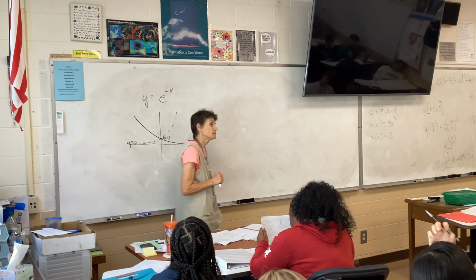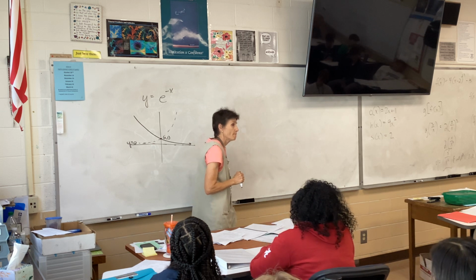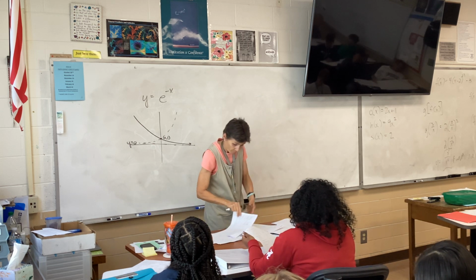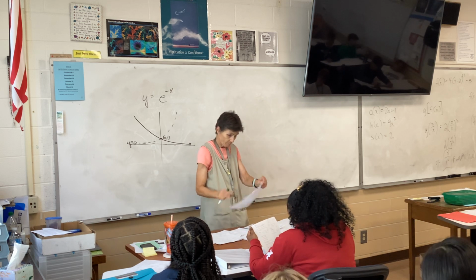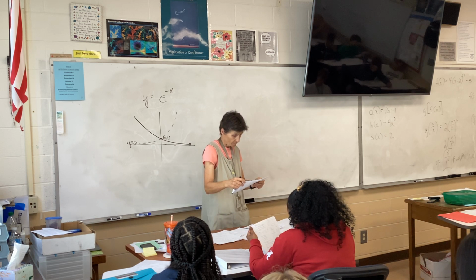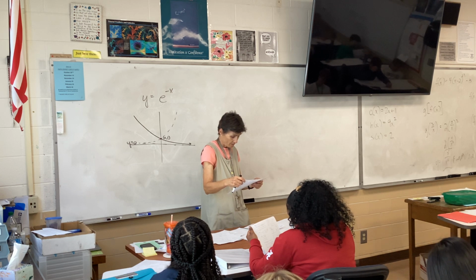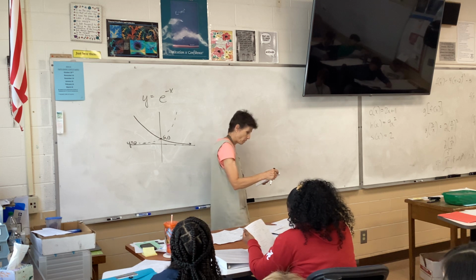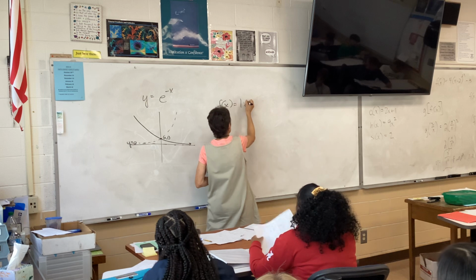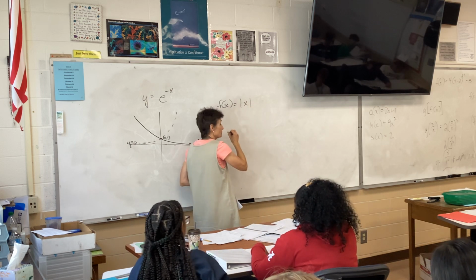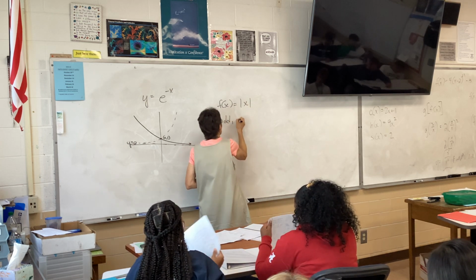Jake? On the front page, or on the back page. Like, f of x equals absolute value of x, is it odd, even, or neither? Okay, I don't see the problem, what's the question? F of x equals absolute value of x, and it says, is it odd, even, or neither, and why?